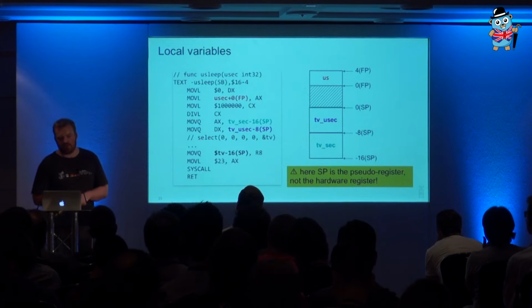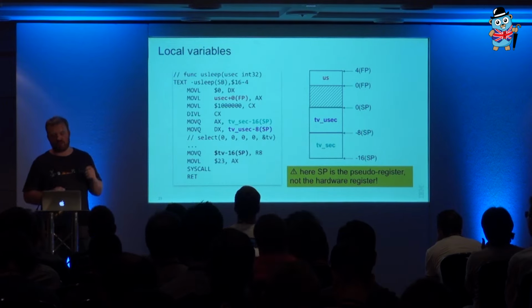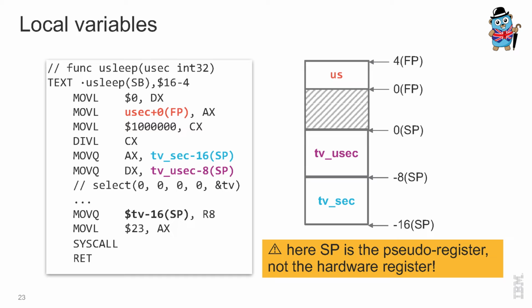Right. So how do you use local variables? We saw before that we have this number, 16, next to the dollar sign at the start of the function that says, this is the size of the local variables I have.